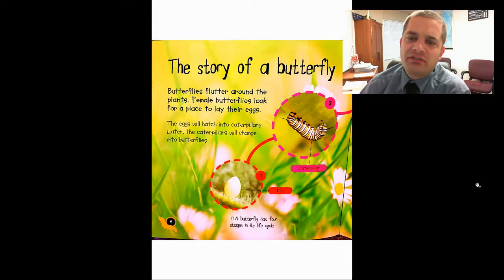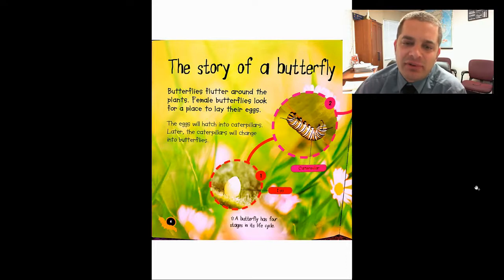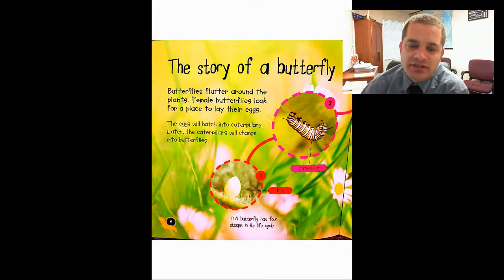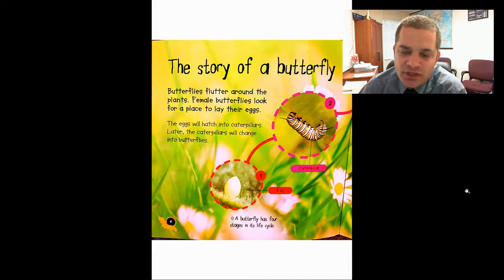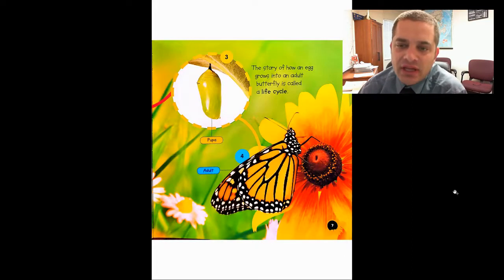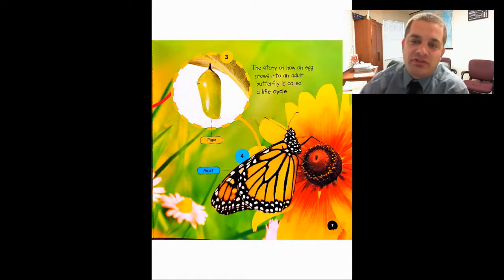The story of a butterfly. Butterflies flutter around the plants. Female butterflies look for a place to lay their eggs. The eggs will hatch into caterpillars. Later, the caterpillars will change into butterflies. A butterfly has 4 stages in its life cycle. The story of how an egg grows into an adult butterfly is called a life cycle.